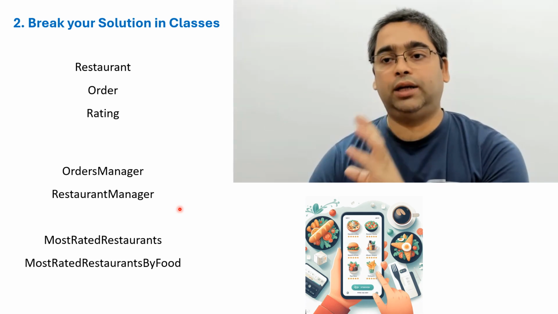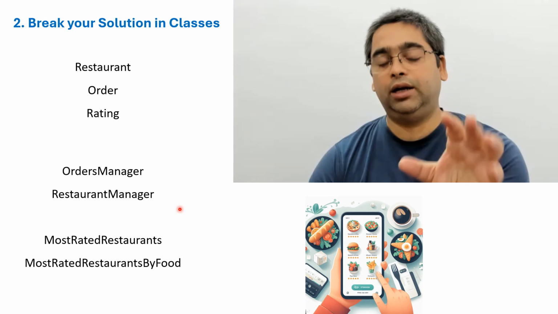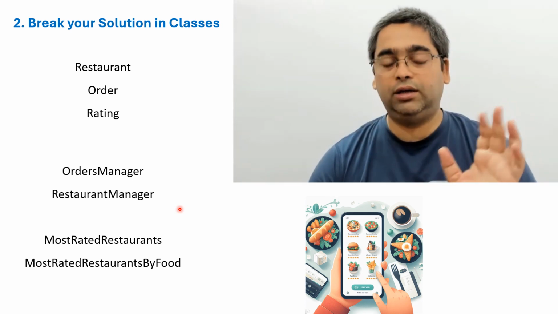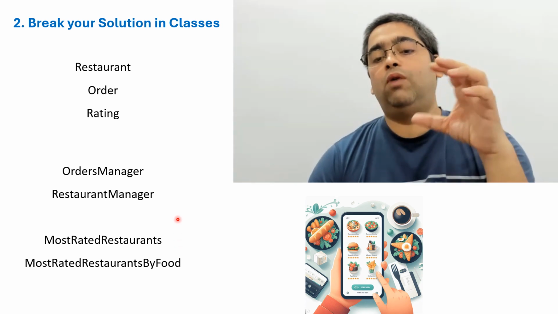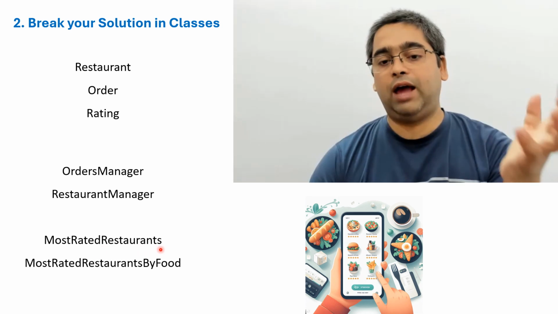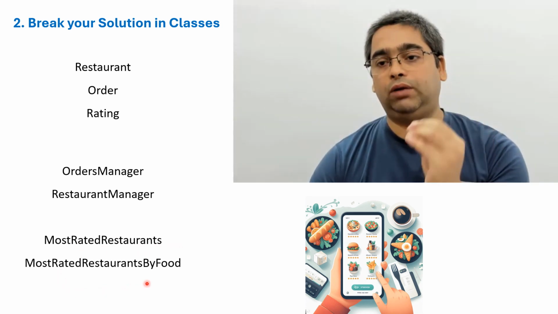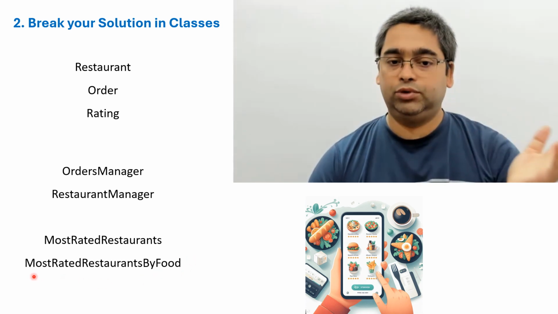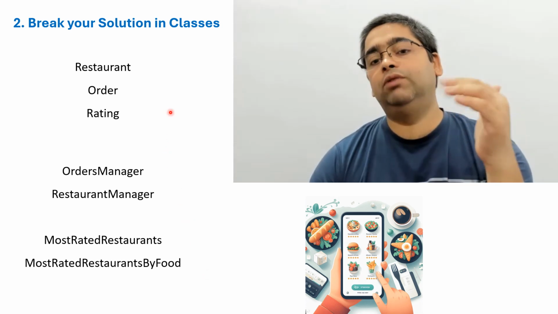If you remember, in the case of a parking lot, there was the search functionality of search by ticket or search by vehicle number in case someone has lost their ticket. In the case of a food ordering system, you want to see the list of top restaurants by their rating. So you can have a separate class, MostRatedRestaurant, for that. You also want to search for a particular food item and see top restaurants which are selling that food item. So you can have another class for that. So these will be your classes.